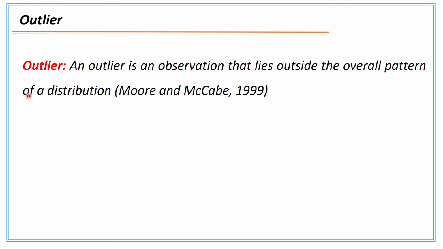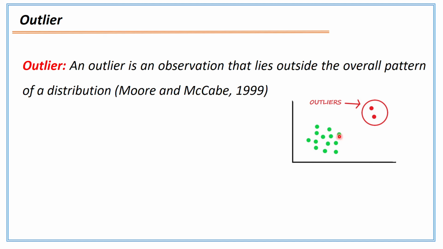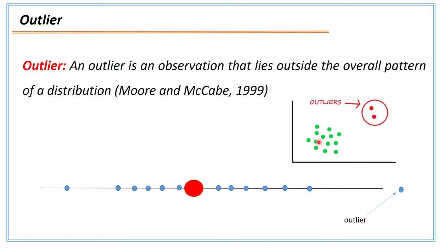So what is an outlier? An outlier is an observation that lies outside the overall pattern of a distribution. This definition was given by Moore and McCabe in 1999. That means a particular distribution is there, you can see these green dots, and there are certain observations which are not at all matching with them. They are very far outside. That's why they are called outliers, the data which is lying outside a particular distribution. In this case, this is our previous example. These are the data points. This is the mean. But there is one point which is very far from it. It is known as an outlier.